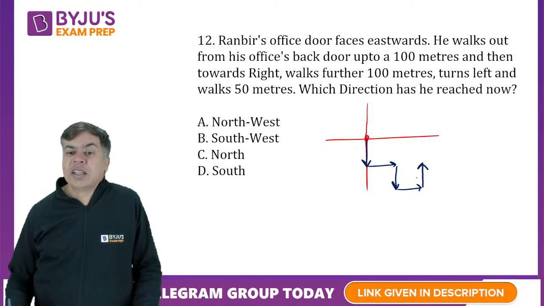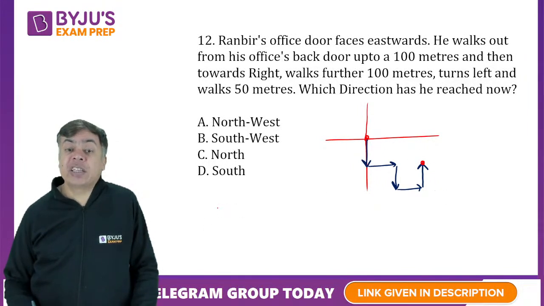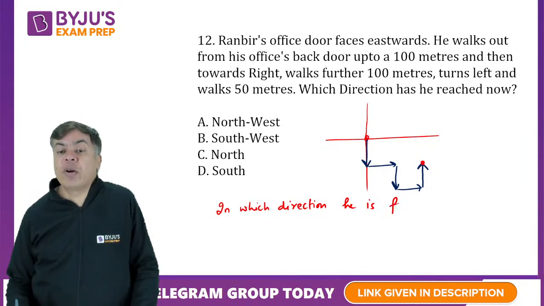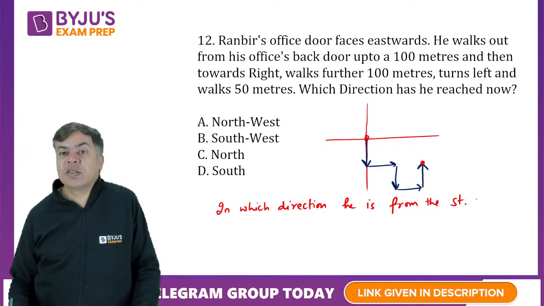One is his final position. In which direction is he from the starting point? Then I will say that he is in southeast. This is east, this is south. So he is in southeast.